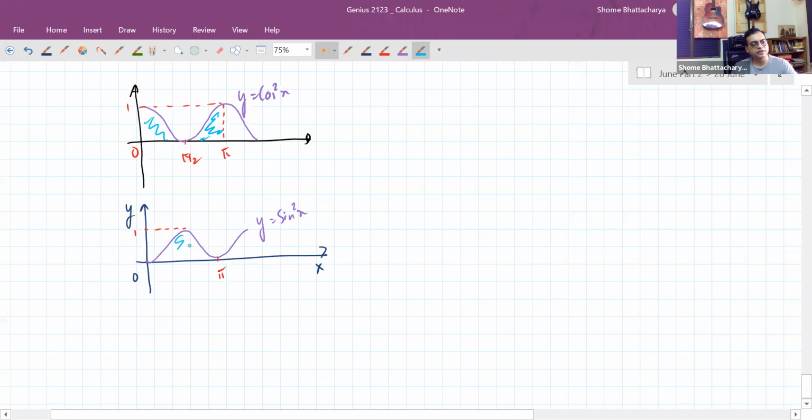When we compare these two areas, it will have to come out the same, because if you divide this area into these two halves, they're exactly these two halves. Okay. So that is what we can prove by integration here: that the integral of cos square x from 0 to pi will be the same as that of sine square x from 0 to pi. And the reason for that is what I just told you.